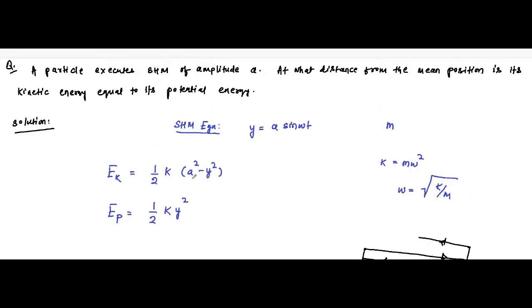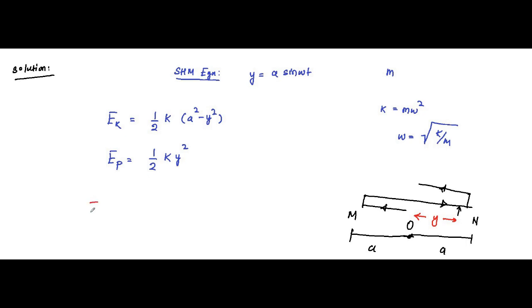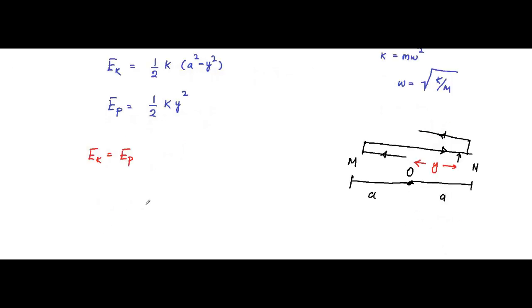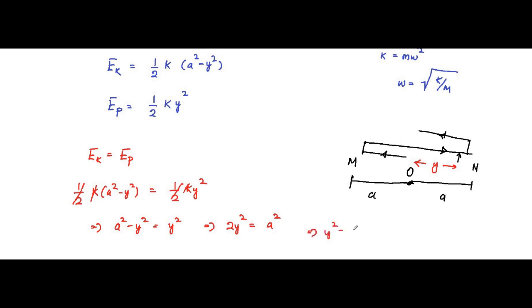We all know that. So here the condition is that the kinetic energy and the potential energy should both be equal. That means we will put the kinetic energy expression, a square minus y square, on this side, and the potential energy expression on the other side. Here 1/2 k on both sides will get cancelled. So we will be left with a square minus y square is equal to y square. That implies 2y square is equal to a square, that implies y square is equal to a square by 2, that implies y is equal to, magnitude wise, a by root 2.